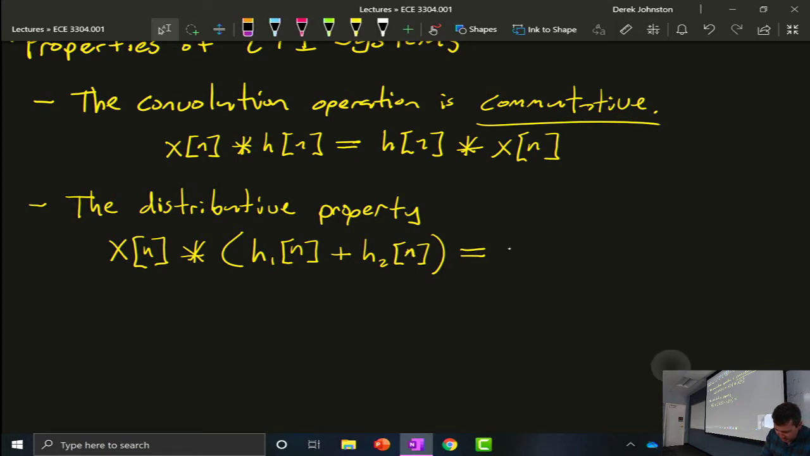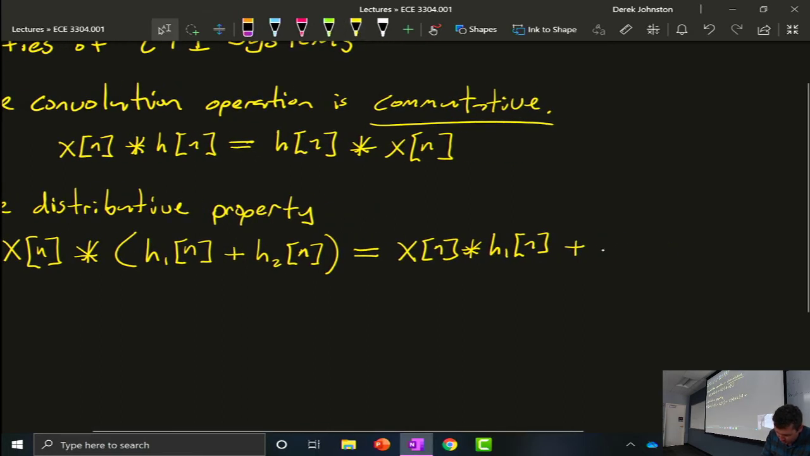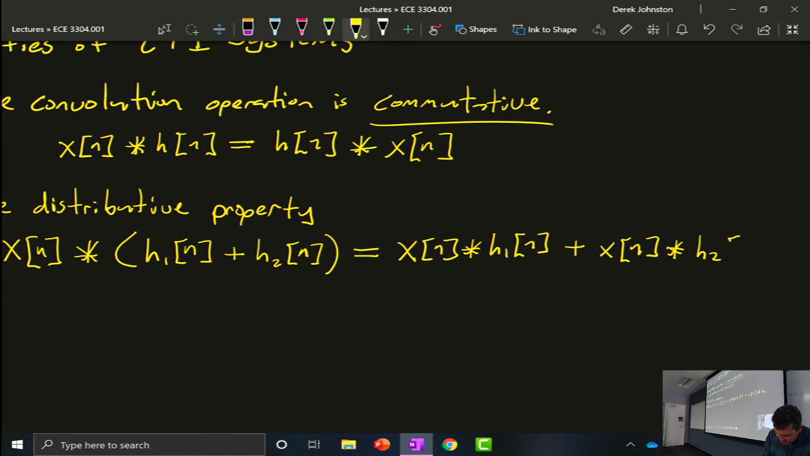We can change that into x of n convolved with h1 of n plus, not or, x of n convolved with h2 of n. So we can distribute it, right?